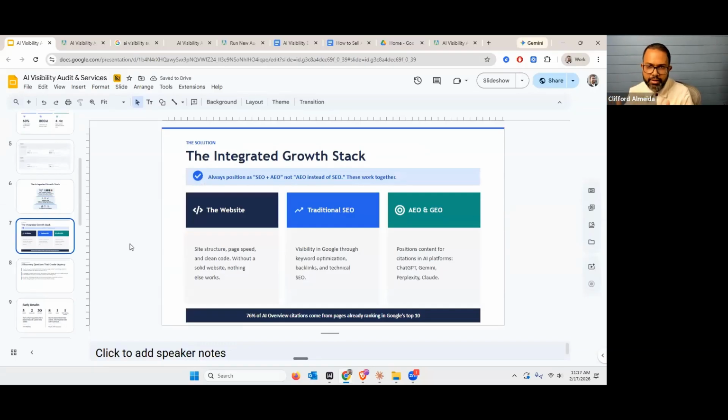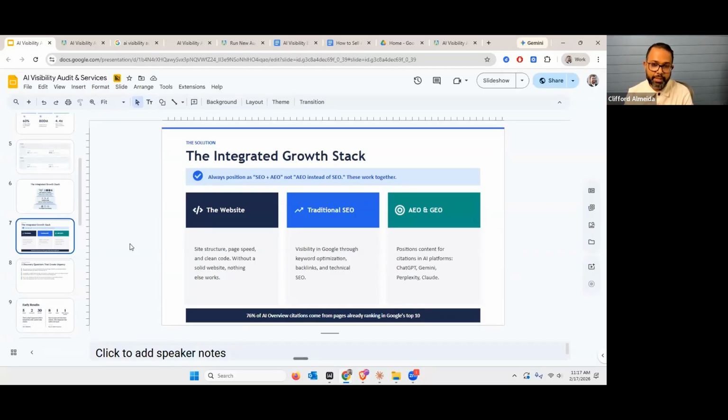So the integrated stack always positions, in my opinion, SEO as SEO plus AEO instead of just AI SEO or AEO. There are some people that are market leaders. I won't mention a name, but someone who's, in my opinion, a tremendous expert in the space. And he told me, hey, Cliff, we actually don't position this as SEO, we talk about it as AEO, because a lot of companies are tired and burnt out with SEO. The bottom line is AEO is just a layer on top of SEO.